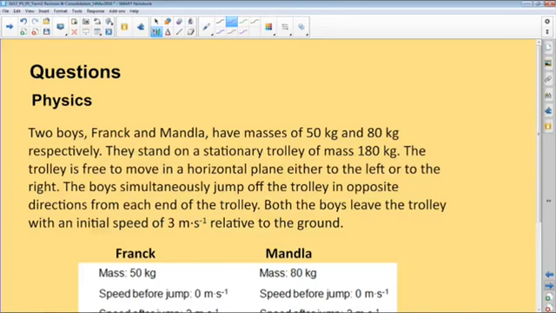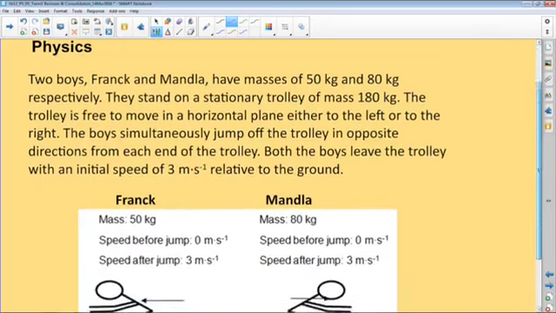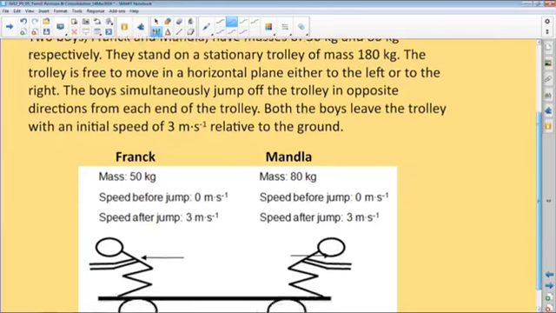So we have 2 boys, Frank and Mandla, I'll try not to butcher that, have masses of 50 and 80 kilograms respectively. They stand on a stationary trolley of mass 180. The trolley is free to move in a horizontal plane, either left or right. The boys simultaneously, which means at the same time, jump off the trolley in opposite directions from each end of the trolley. Both the boys leave the trolley with an initial speed of 3 meters per second relative to the ground. And they're very nice because they give you a diagram.